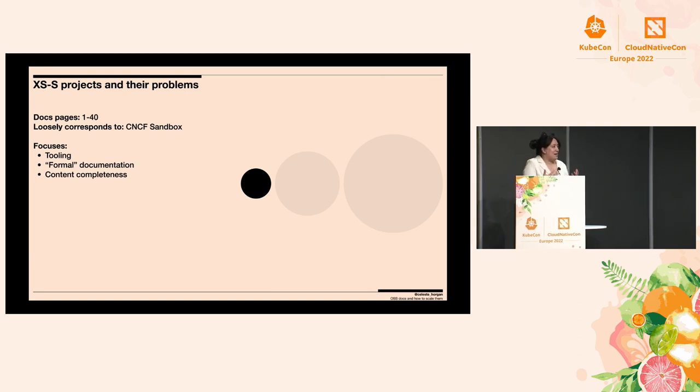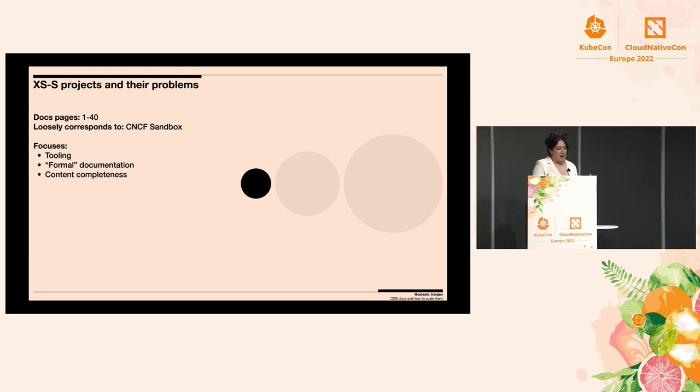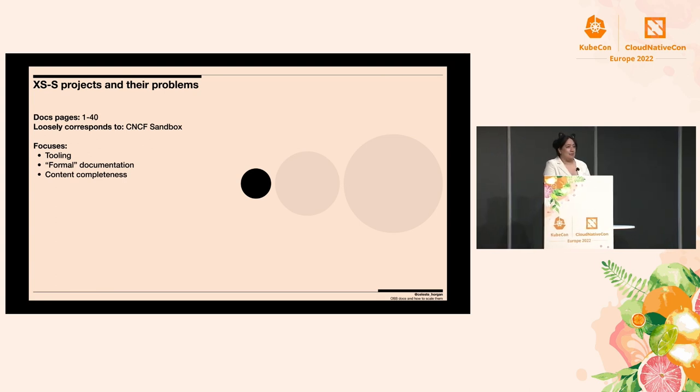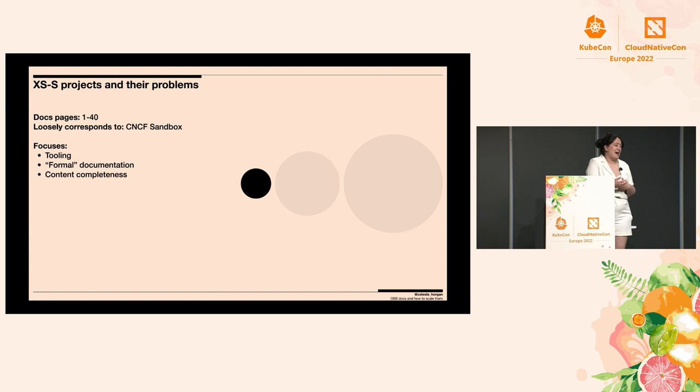At this stage, the major issues that we see projects facing are around tooling and how to choose a good tool chain. The move to what I like to think of as formal product documentation, so moving away from kind of readmes and people answering questions in Slack to composed documentation that somebody's thought about as a user experience. And the third thing that we usually see at this stage is content completeness. If you do these three things as an early stage project, you're gonna be able to move on to being a bigger project, at least from a docs perspective.